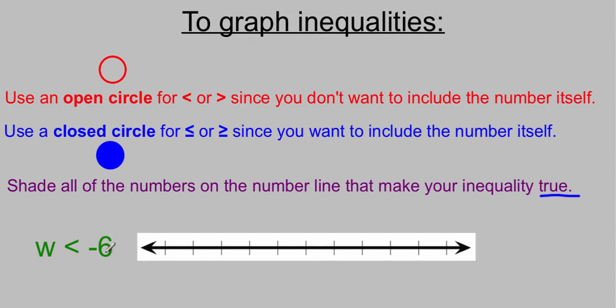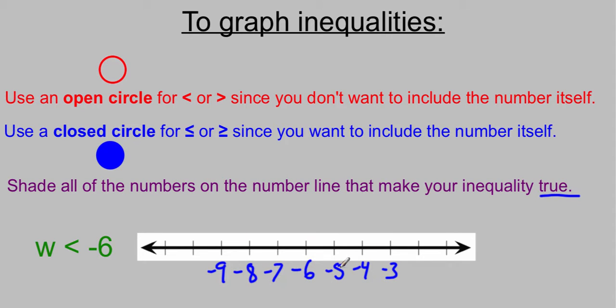So sample one is w is less than negative 6. So we put negative 6 in the middle. And my rule of thumb is I want at least 3 numbers on either side of my number in the middle. You can go farther if you want to, but I need at least 3.